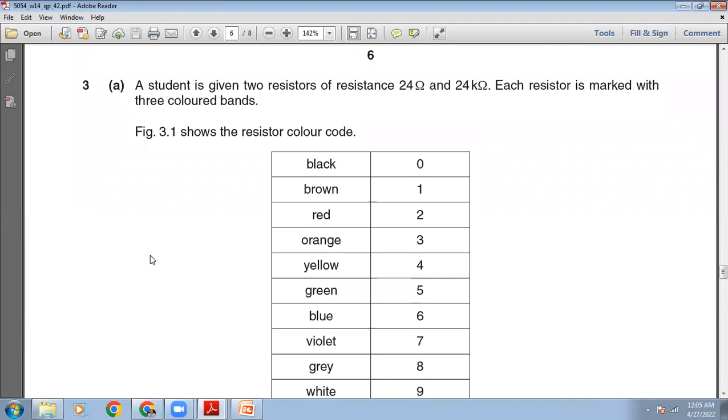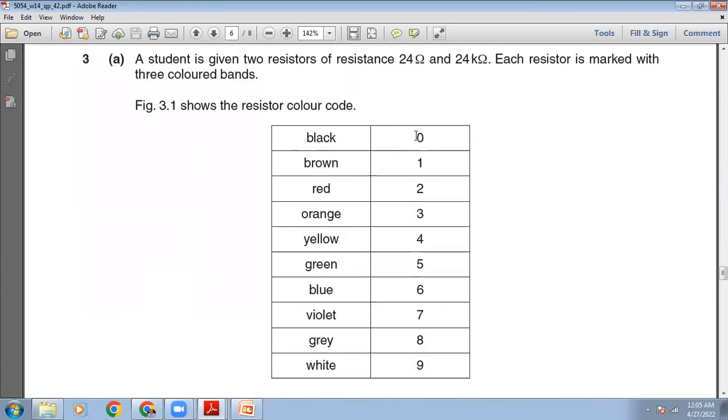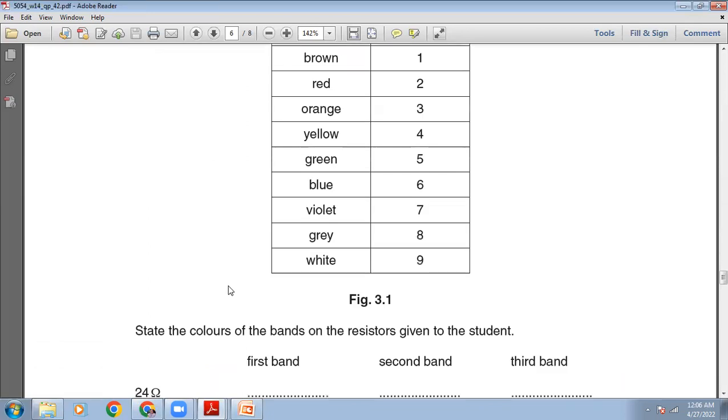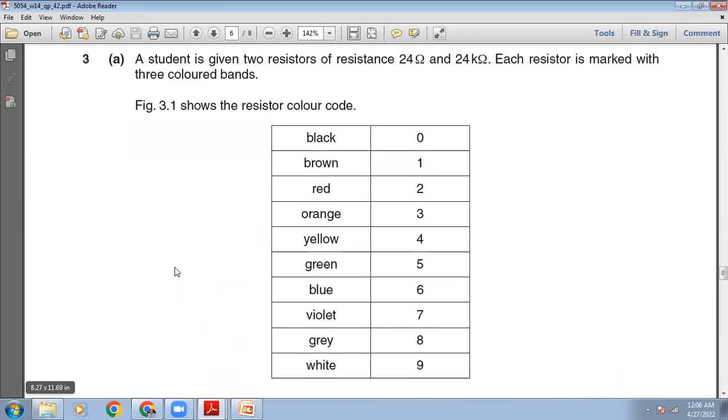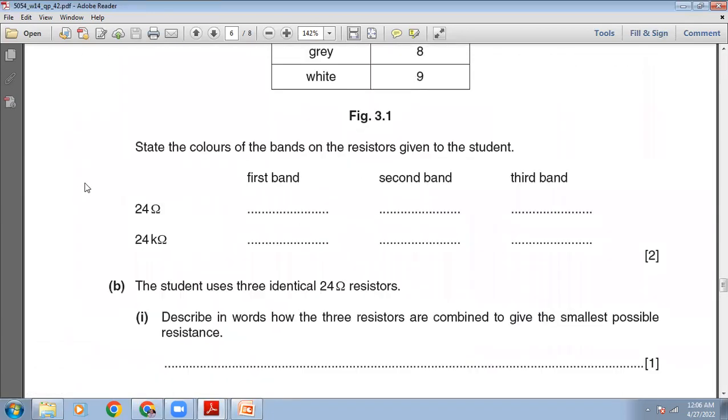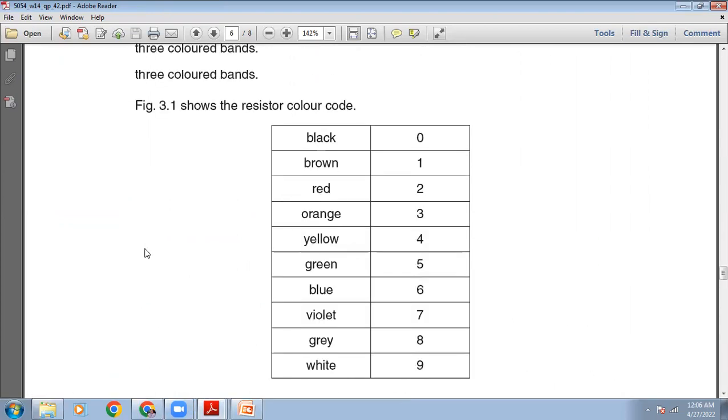The next question is: a student is given 2 resistors of resistance 24 ohm and 24 kilo ohm. Each resistor is marked with 3 color code bands. So these are the colors. Black means 0, brown means 1, red means 2, orange means 3, yellow means 4, green means 5, blue means 6, violet means 7, gray means 8, and white means 9. You don't have to remember this. This is always given in the question. It says, state the color of the bands on the resistors given to the student. Okay, so that's the A part.